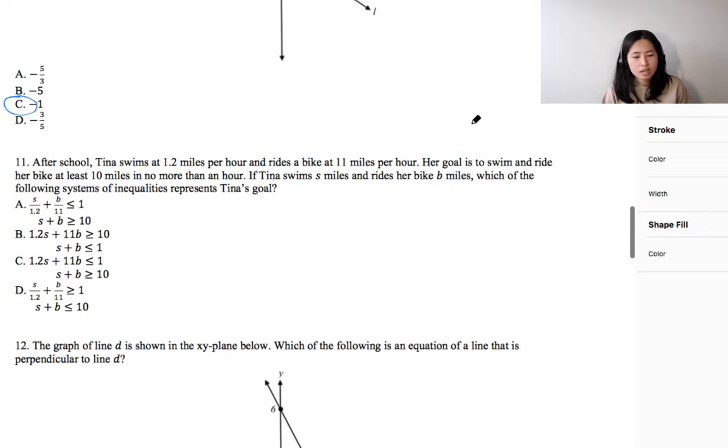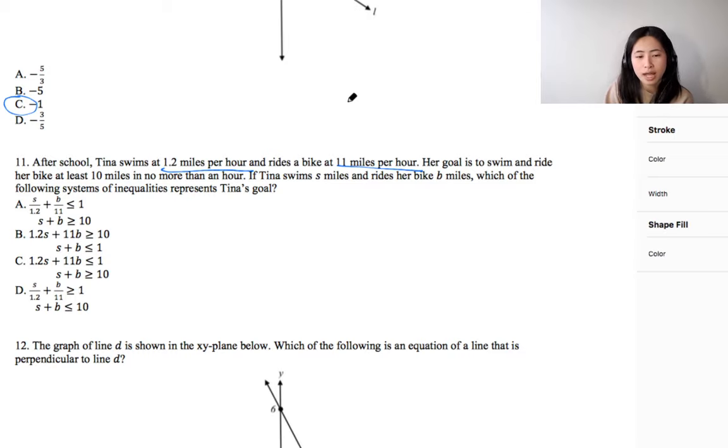Great. So for number 11, after school, Tina swims at 1.2 miles per hour and rides a bike at 11 miles per hour. And her goal is to swim and to ride her bike at least 10 miles in no more than an hour. If Tina swims S miles and rides her bike B miles, which of the following systems of inequalities represents Tina's goal?